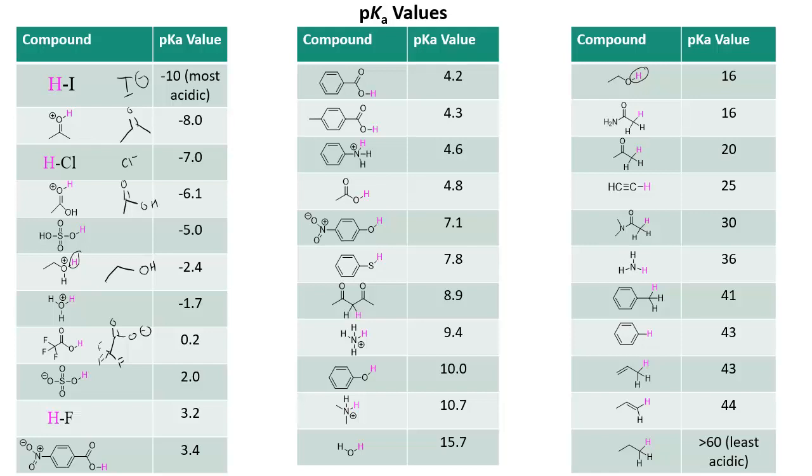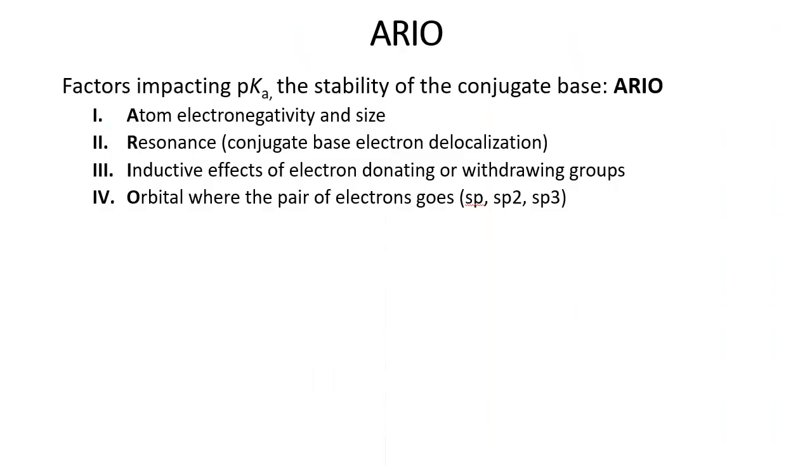All right, we're going to go into more detail for several more of these compounds when we look specifically at how ARIO relates to the pKa values of each of these. ARIO represents factors impacting pKa. The more electronegative the atom, the more comfortable it is with the electrons, and the greater in size the atom, the more comfortable it is with the electrons, or the more stable the conjugate base.